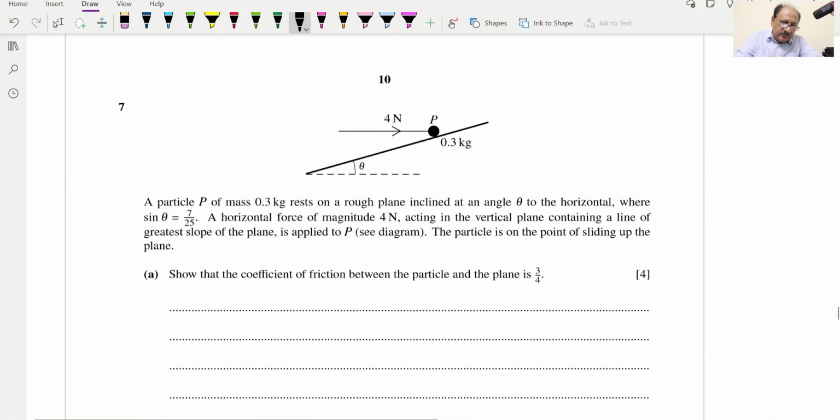Question number 7 says a particle P of mass 0.3 kg. So this is 0.3 kg on a rough plane, inclined at an angle of theta to the horizontal. So this is theta, where sine theta is given 7 by 25. So this is a very important value which we'll be using. A horizontal force of magnitude 4 Newton. So magnitude 4 Newton is the force, and they have indicated over here this is the 4 Newton force, which we can highlight like this.